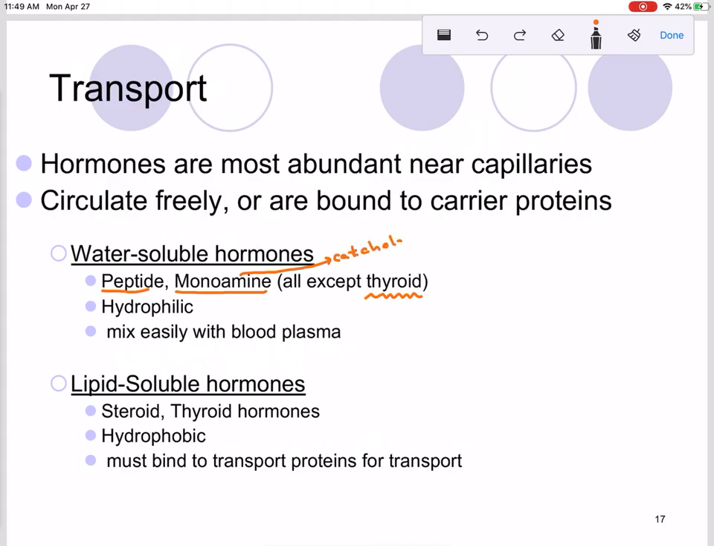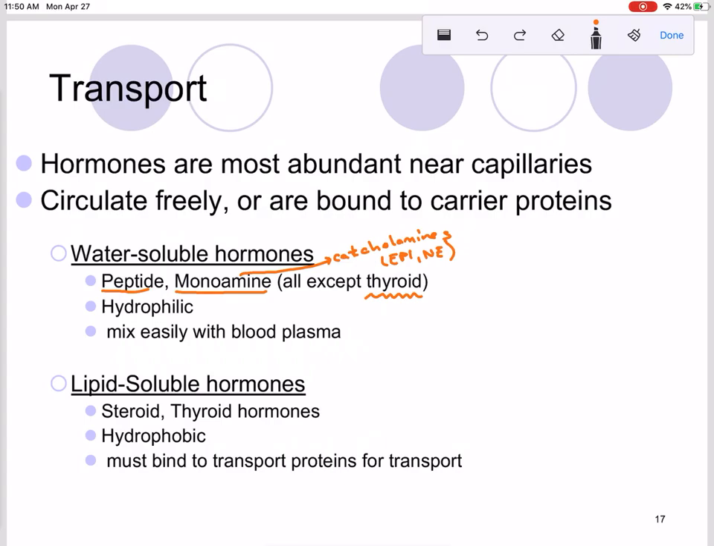So if it's a monoamine, all except thyroid, we would be including in these monoamines the catecholamines, epinephrine and norepinephrine. So that's epi and norepinephrine. Not the neurotransmitter, but the hormone.